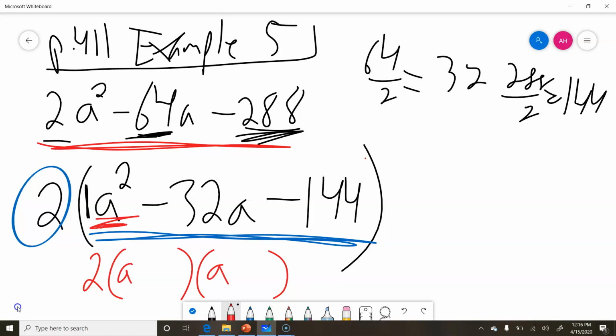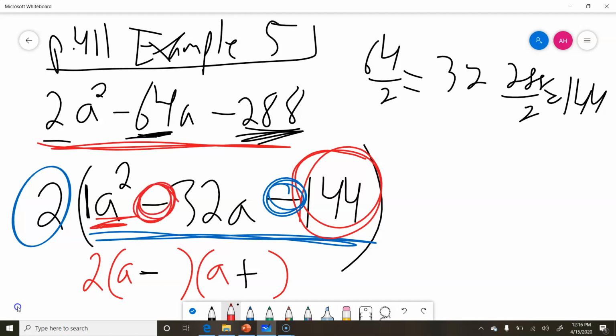Now I have to say, 144, and it's negative. Now what does the negative mean? It means one will be positive and one will be negative. Now which one's going to be bigger? Well, I know which one's going to be bigger. The negative one's going to be bigger because that sign is negative. So this number right here is going to be the bigger one, okay, because it is matching that negative sign.